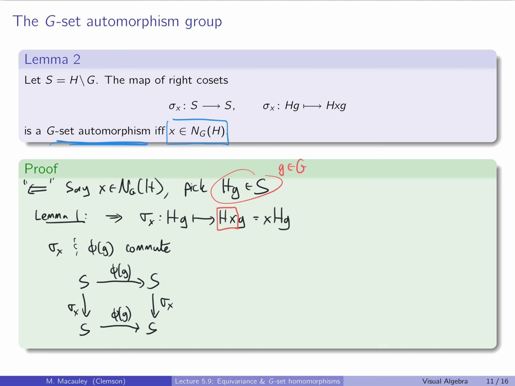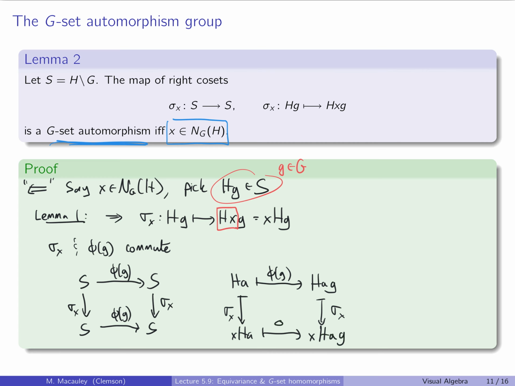And now let's take a coset in here. I'm going to take Ha just because it's different. And let's press the g button, right multiply by that. So we get Hag. And then let's apply sigma x. So we left multiply xHa. Again, left multiplication and right multiplication commute. You can really see this. Sigma x is xHag.